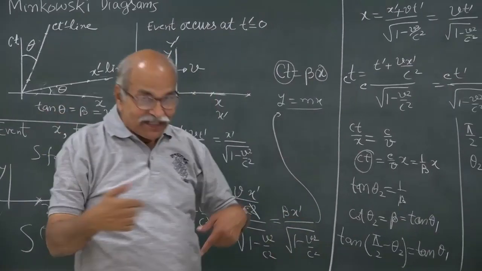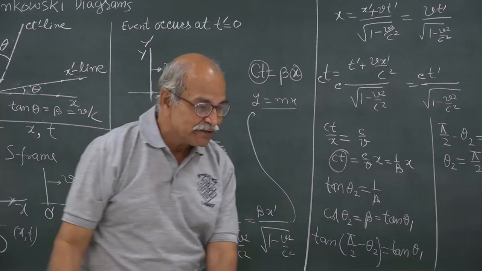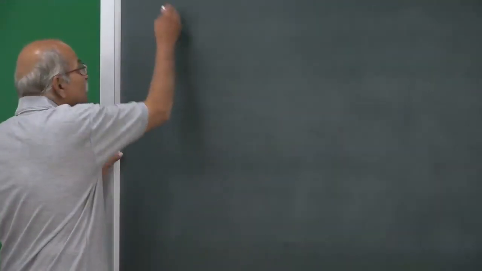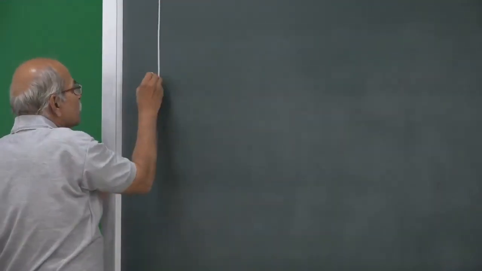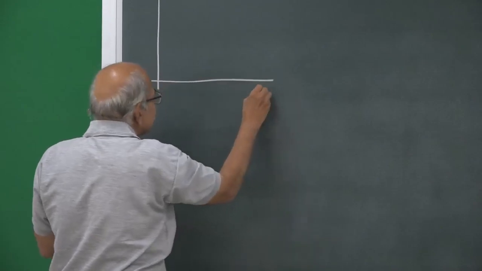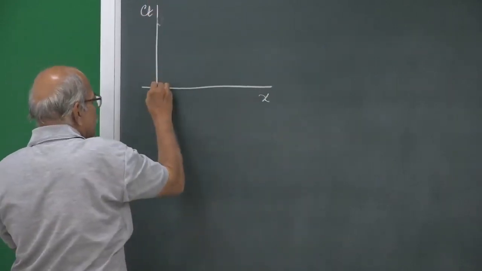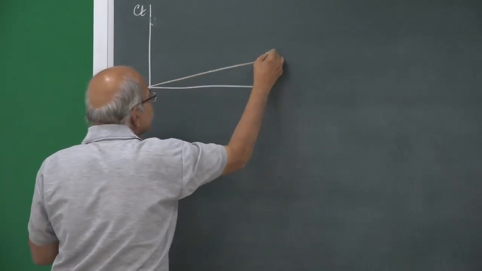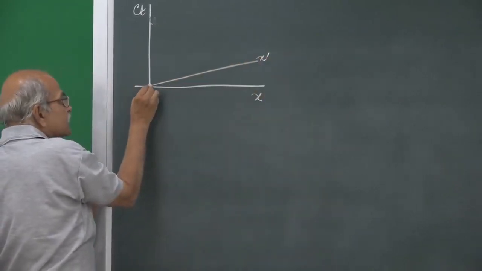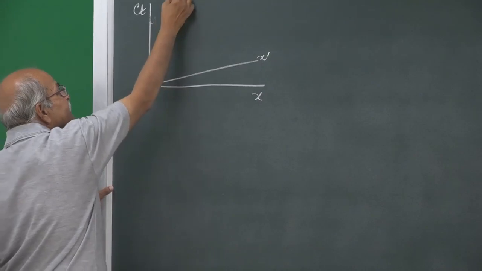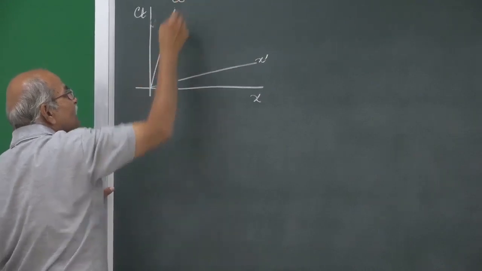Now, before I go further, let me make some space. So, once again let us take a Minkowski diagram, x here, CT here, and then x prime line here and CT prime line here, right.